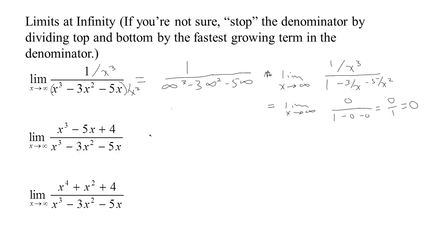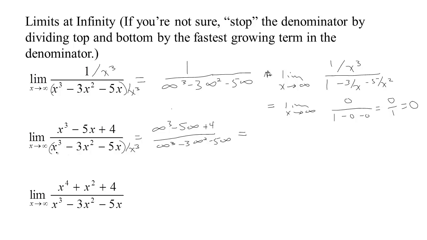So here's another example. In this case, as x goes to infinity, it may not be clear at first, because we have a large number x cubed, minus 5 times infinity plus 4, over infinity cubed minus 3 times infinity squared minus 5 times infinity. Just think about infinity as indicating a very large value. Since it's not really clear, we've got large numbers divided by large numbers, and that's not super certain as to what that could be. What we could do is try to stop the denominator by dividing by the fastest growing term.